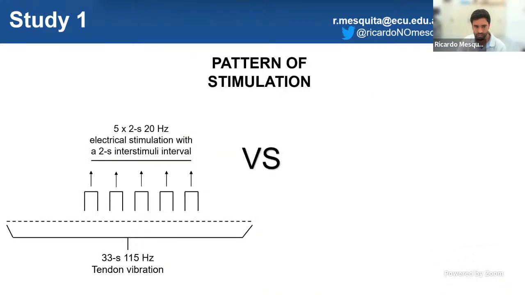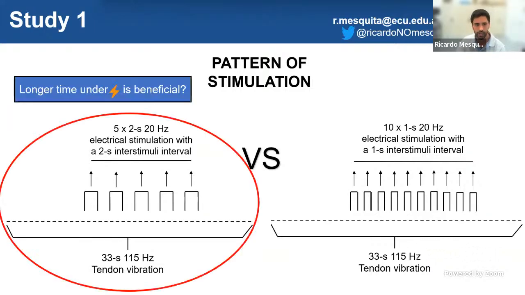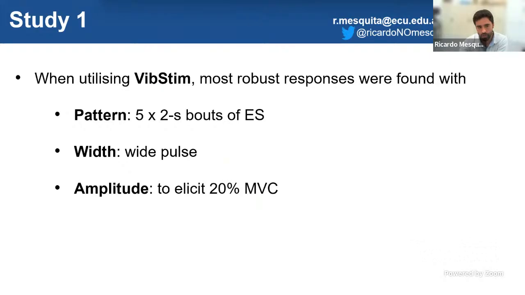In terms of pattern of stimulation, we compared 2-second versus 1-second bouts, and we saw that 2-second bouts were also more beneficial. Possibly the longer duration bouts may have allowed the cumulative excitatory effect of 1A inputs, allowing peaks to grow within each burst. So in conclusion, we found that this combination of parameters was the one that generated more robust responses to this technique.